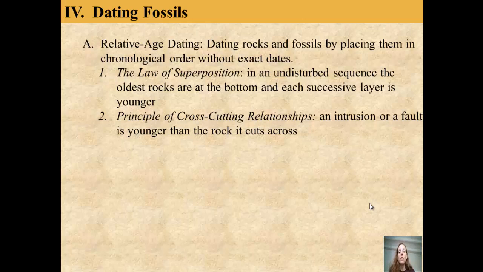The principle of cross-cutting relationships: if there is an intrusion or a fault in a layer of sediment, that intrusion or fault is younger than the rock that it cuts across. And these intrusions are quite common in areas where there are earthquakes.